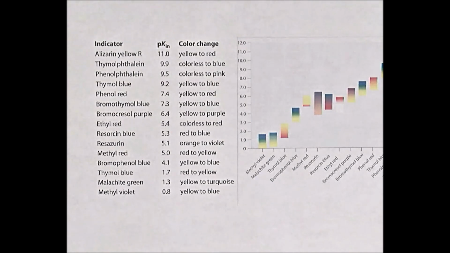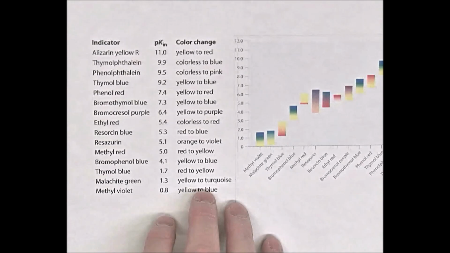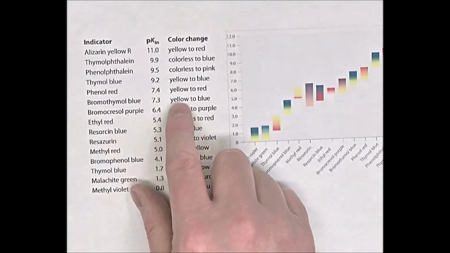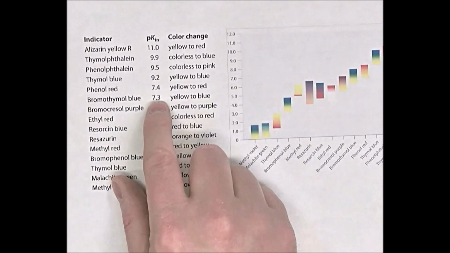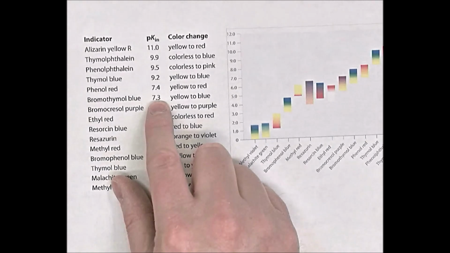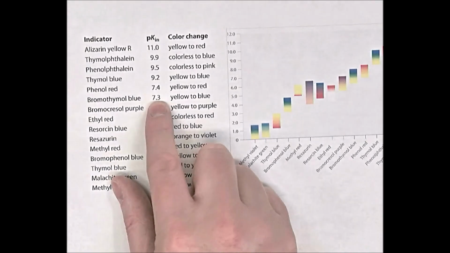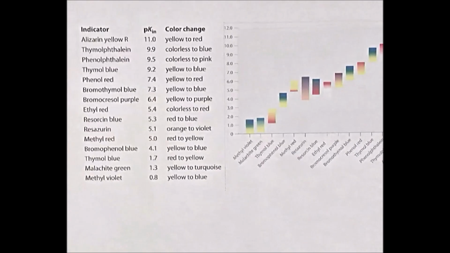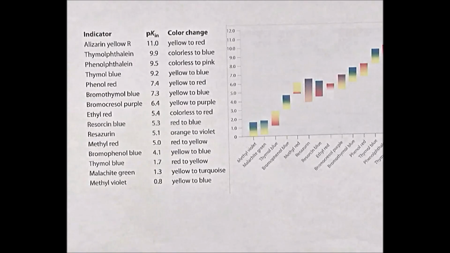So in this table we have a more extensive list of indicators, their color changes, and the pK for the indicator. Remember that K indicator is simply the Ka for the acid version of the indicator. So when we look at bromothymol blue, the one we were just looking at a moment ago, we know that it changes color from yellow to blue, and we know that its pK indicator is 7.3. If you were to take 10 to the power of negative 7.3, that would give you the actual Ka for the indicator. So it would be very close to 10 to the negative 7 as the Ka for the indicator.